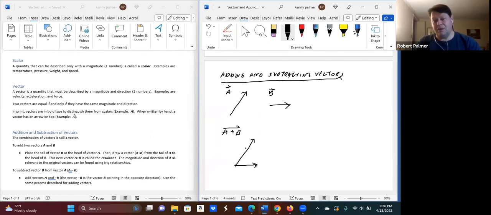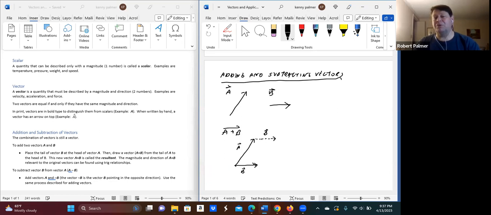Once again, this is A and B. The way we're going to think about adding those, especially in a graphical way, is something called the parallelogram method. Basically, what we're going to do is take the tail of vector B and put it at the head of vector A. It looks like that. Okay.